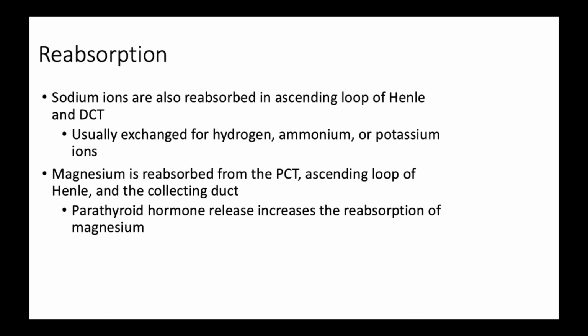Potassium diffuses out of the tubular filtrate by moving between the epithelial cells into the interstitial space, and then, of course, into those peritubular capillaries. The potassium's reabsorption takes place in the PCT, the ascending part of the loop of Henle, and the DCT. Magnesium is reabsorbed from the PCT, the ascending loop of Henle, and the collecting duct. The parathyroid hormone release increases the reabsorption of magnesium.